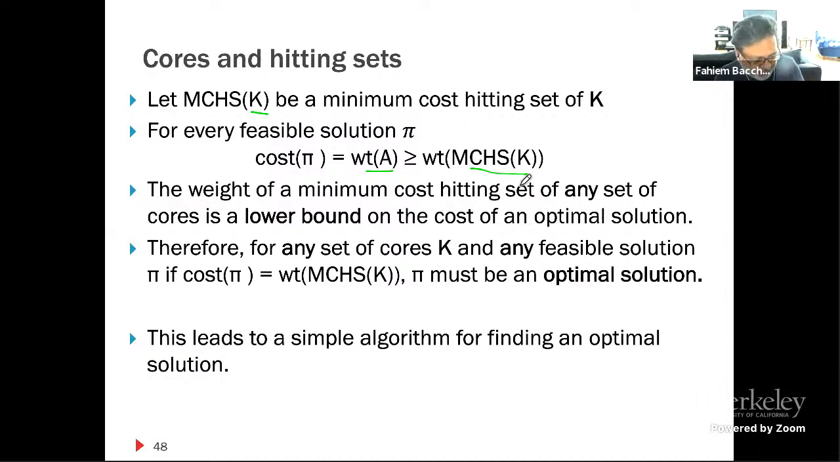So therefore, if I can find any set of cores and any feasible solution where the cost of my feasible solution, in other words, the sum of the weights of the clauses it falsifies, is equal to the weight of the minimal cost hidden set, then I have a verification that my feasible solution is in fact an optimal solution. And this leads to this very simple algorithm for finding an optimal solution.